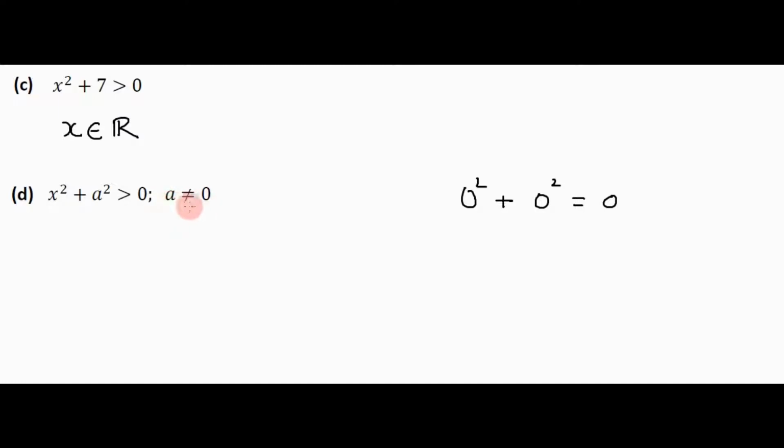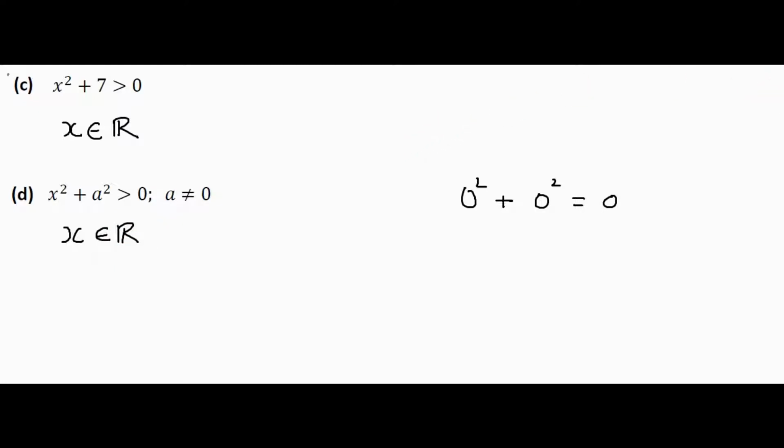But we are told that a isn't 0. So x squared plus a squared will never be equal to 0. And we said that the sum of two perfect squares are either positive or 0. We've now excluded the possibility of it being 0. So we can see that x squared plus a squared will always be greater than 0, no matter which real numbers we use for x and a. Of course, excluding a equals 0. So in this case, any real numbers will work for x and a, but we are solving for x, so then x is an element of real numbers.